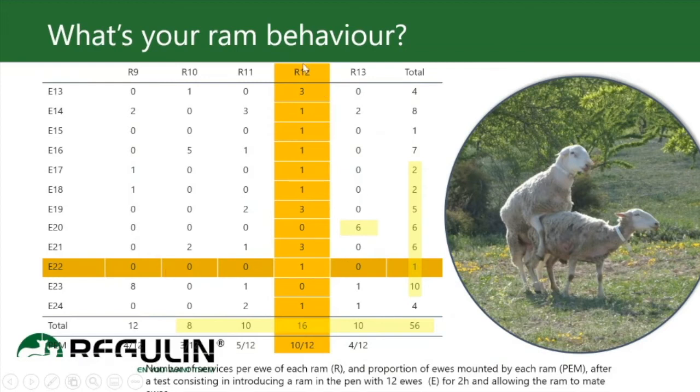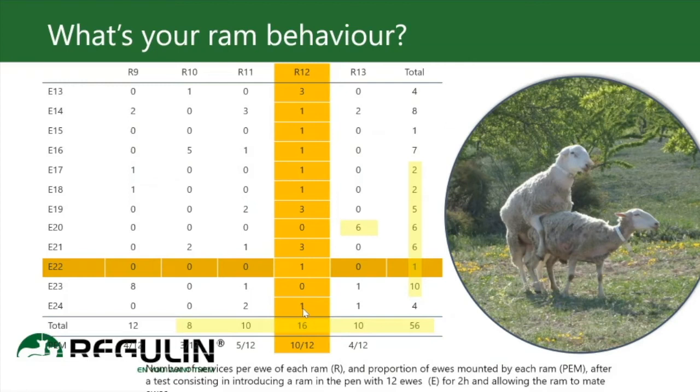So if you have a look at ram 12, he's jumped 16 times and he's jumped ewe 13, 14, 15, 16, 17, 18, 19, 21, 22, and 24. So it's covered the bulk of the ewes, right?